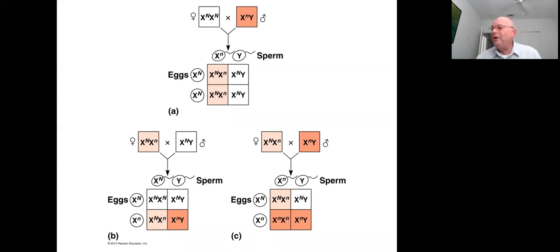So here we have a female who is normal. Notice that she's X big N, X big N. Actually, I'm going to pull this down. I don't know whether you can see that box, but I can. I'm going to put it at the bottom for now.